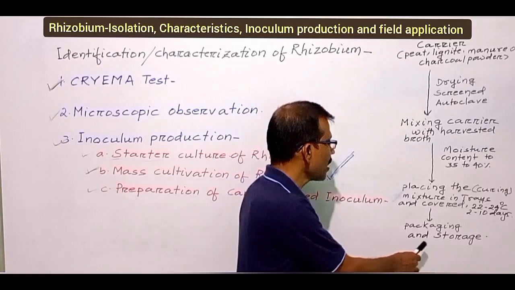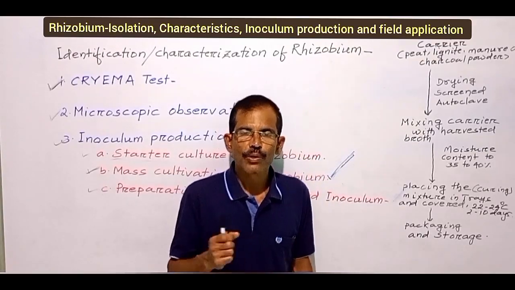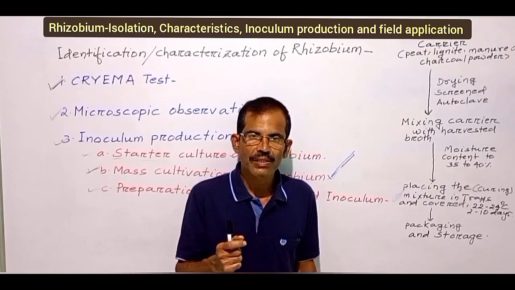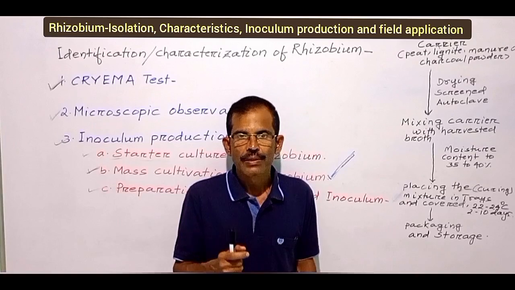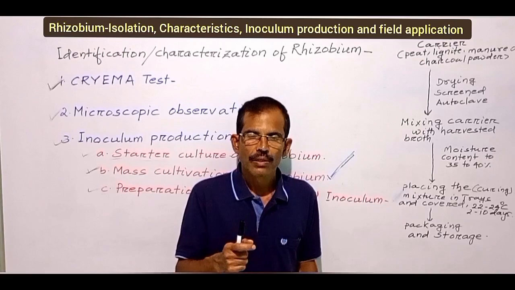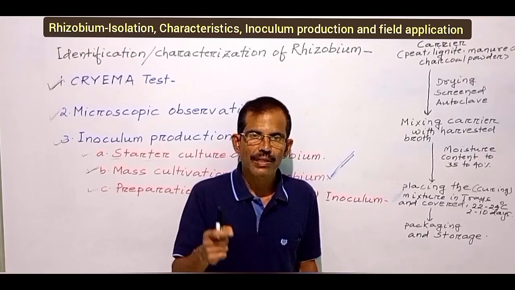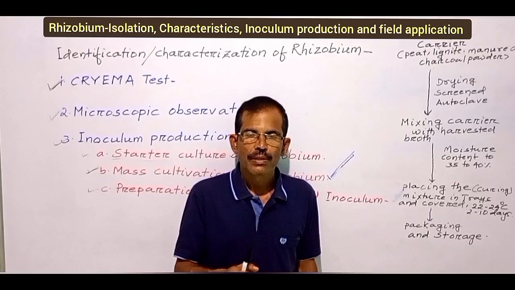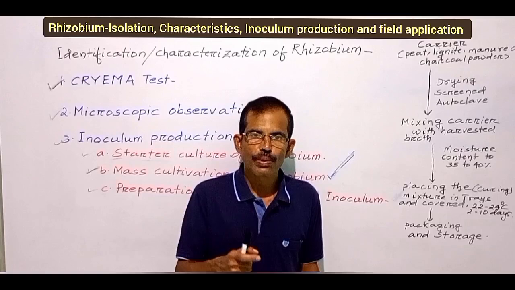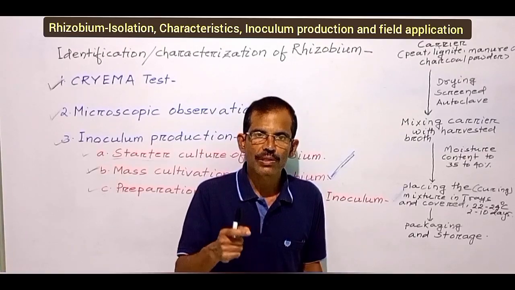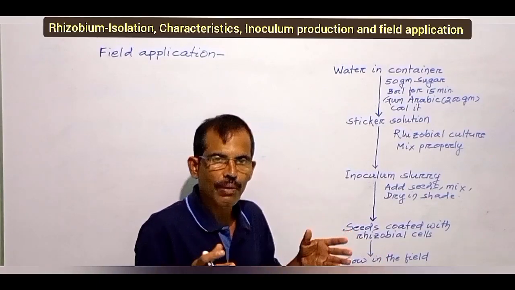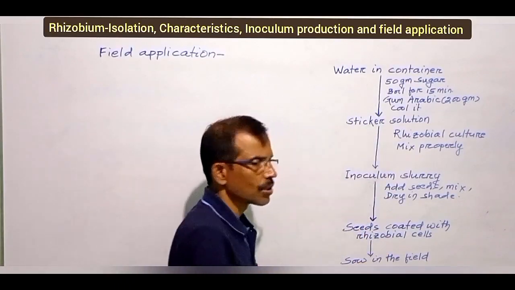Last step is packaging and storage. After curing, the mixture containing carrier and the rhizobial cells is packed in polythene bags. The bags are then stored at constant room temperature so that the rhizobial cells will get established. After this, the polythene bags are stored at low temperature so that the rhizobial cells will remain viable for 6 months.